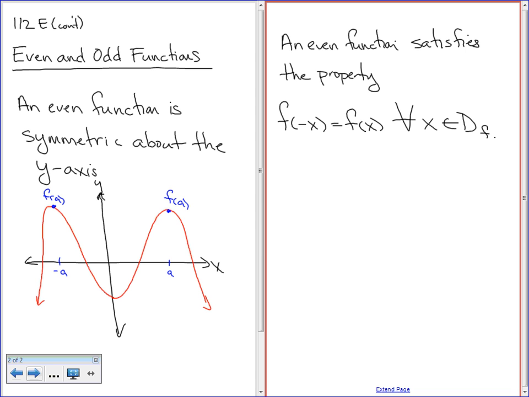This upside down looking A, does anybody know what that represents in math? It stands for the words "for all," and x is an element in the domain of f. So this reads f evaluated at negative x is equal to f at x for all x that exists in the domain of f. Okay. If that's true algebraically, then you can say it's an even function. An odd function is a little bit different.